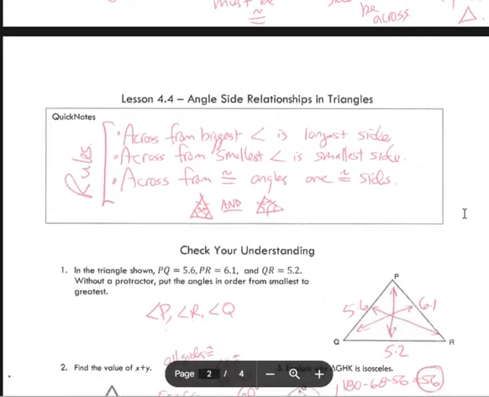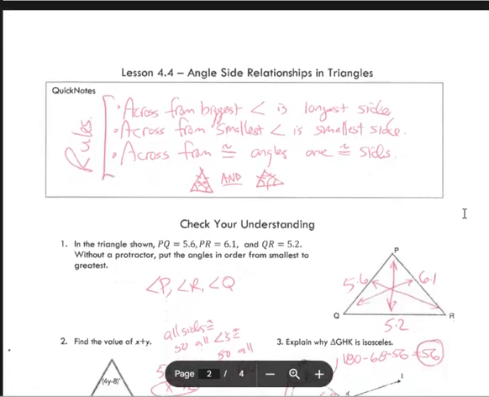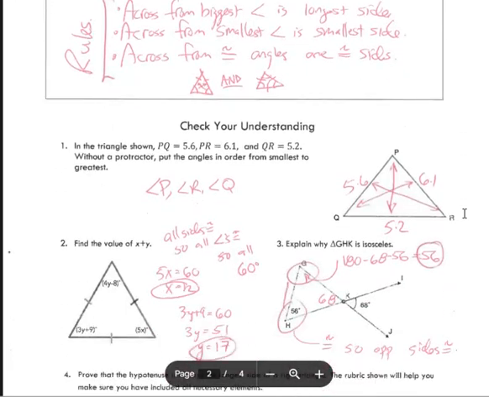For your quick notes, the rules are across from the biggest angle is the longest side, across from the smallest angle is the smallest side, and across from the medium angle is the medium side. Also across from congruent angles are congruent sides. This is actually called the base angles theorem, and we would be able to use this later on in a proof. Across from congruent sides are congruent angles.